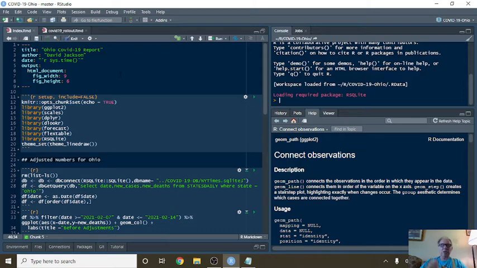So as you'll see, what I do here is replace those three dates with just the average number of deaths, and then on top of that, I put a 7-day moving average.